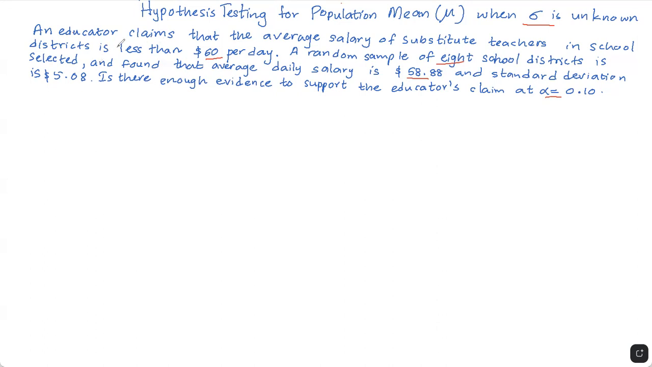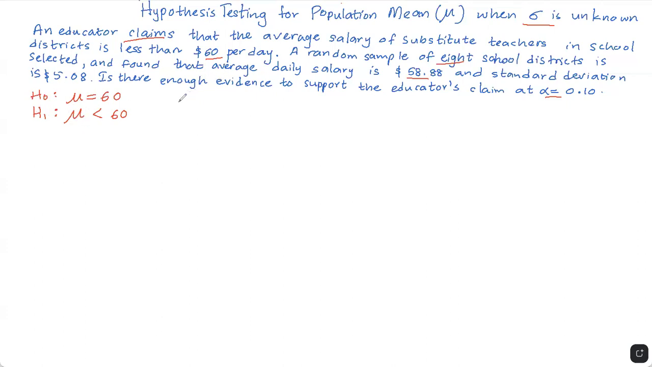So let's identify the null hypothesis and the alternative hypothesis of this test. So look at the claim here. An educator claims that the average salary of substitute teachers in school district is less than $60 per day. So the claim is the alternative hypothesis. The mean should be less than $60. And then null hypothesis is equal $60. So these are the two hypotheses in this test.